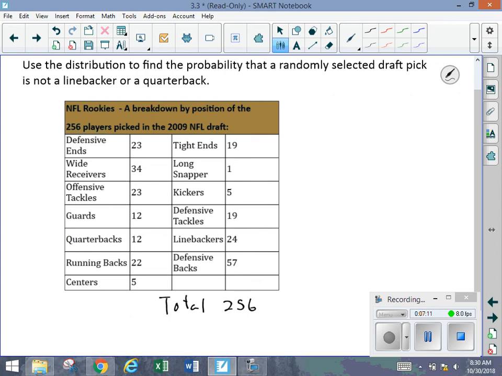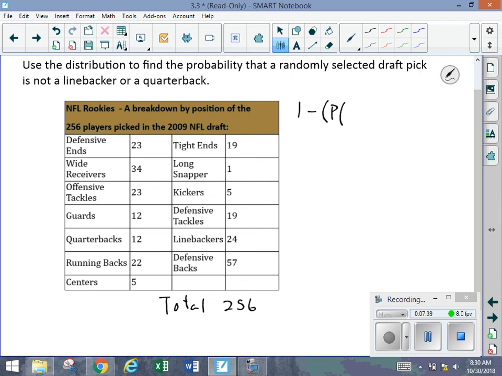So not a linebacker or a quarterback, that's everything else, right? Essentially, isn't it 1 minus the probability of everything else? About 220 over 256.